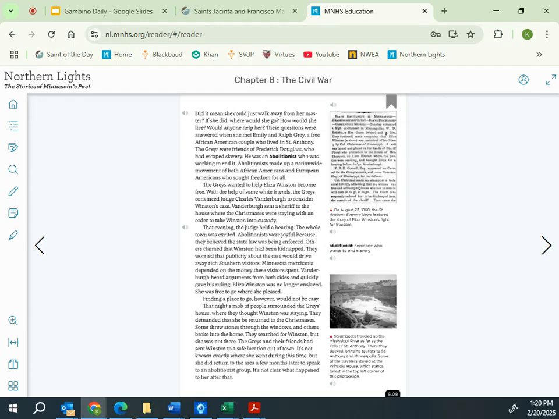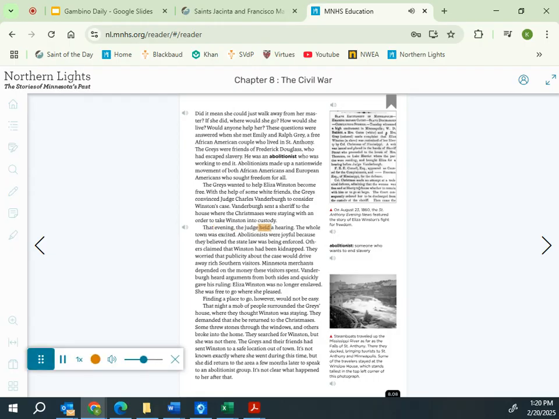Okay, so this is where we're at with Eliza Winston. So the sheriff came to take her into custody, but people are saying, no, she should go back to her slave owners. Now what's going to happen?